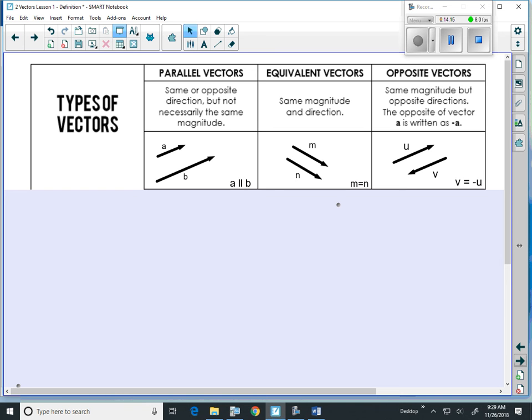Next is equivalent. What's another word for equivalent? Equal, which is kind of an equivalent in a way. Equal means the same, the exact same. So when you have equivalent vectors, they are the exact same size, exact same direction. There's nothing different about equivalent vectors. Opposite vectors have the same magnitude. They're the same size, they're just going opposite directions.